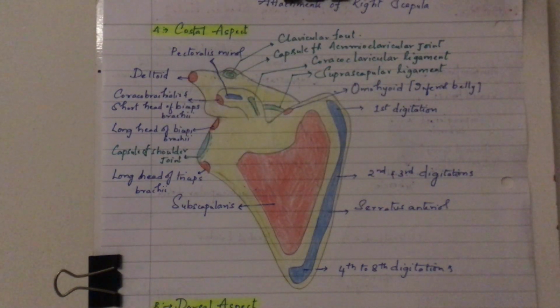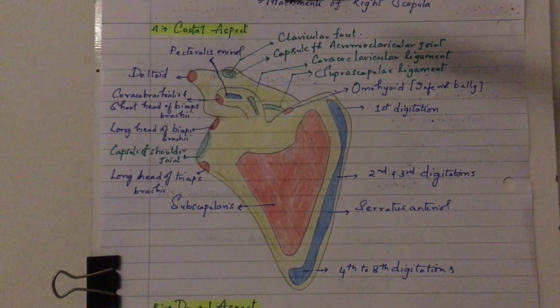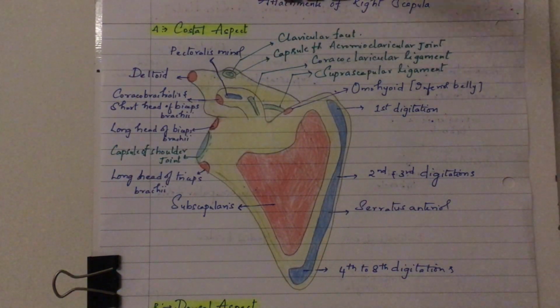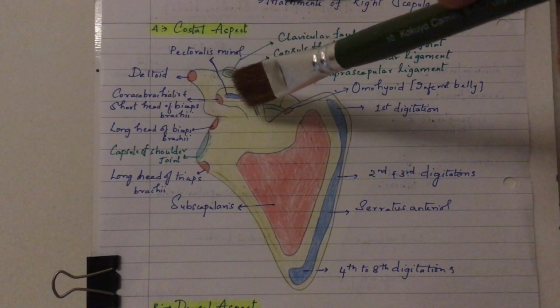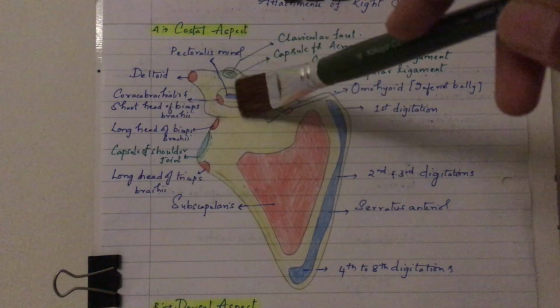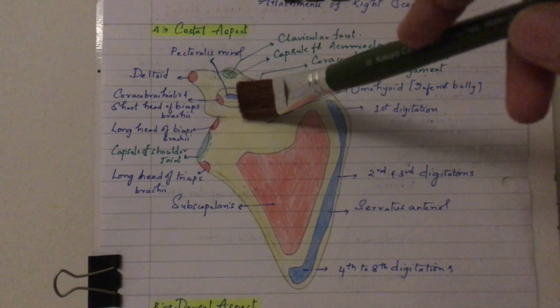Then we have the pectoralis minor muscle. The pectoralis minor muscle arises from the superior surface of the coracoid process. We have here the superior surface of the coracoid process.